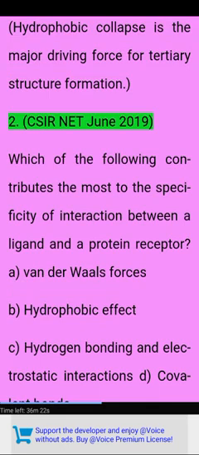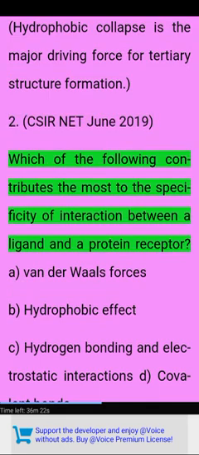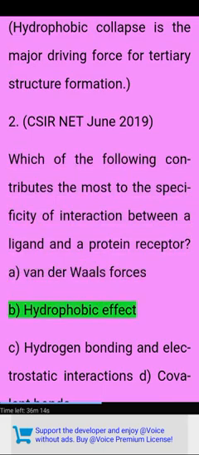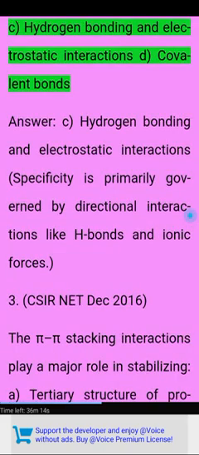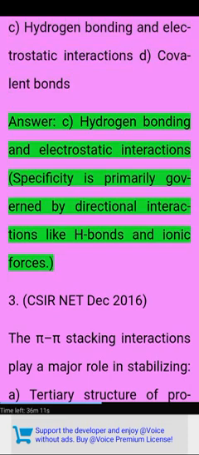2. CSIR NET June 2019. Which of the following contributes the most to the specificity of interaction between a ligand and a protein receptor? A. Van der Waals forces. B. Hydrophobic effect. C. Hydrogen bonding and electrostatic interactions. D. Covalent bonds. Answer C. Hydrogen bonding and electrostatic interactions. Specificity is primarily governed by directional interactions like H bonds and ionic forces.